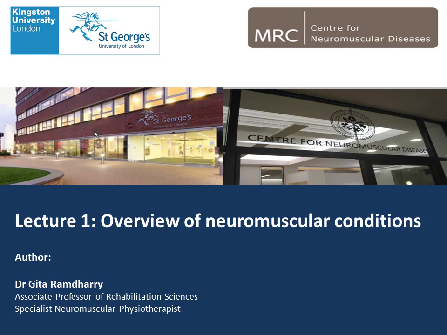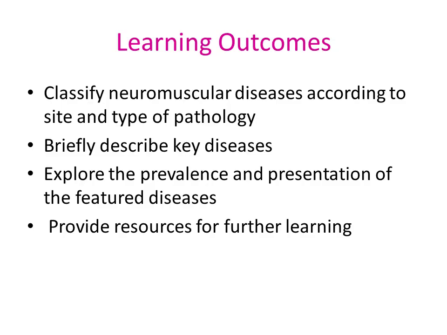So in this first lecture there'll be an overview of the neuromuscular conditions. We'll classify them according to the site and type of pathology, and I'll briefly describe some of the more common diseases that you may come across, and we'll look at the prevalence and the presentation of those featured diseases. And then right at the end there'll be a slide with some links to resources for further learning.